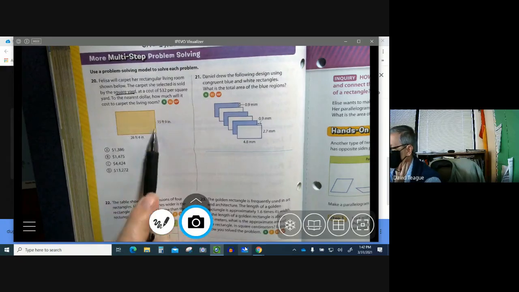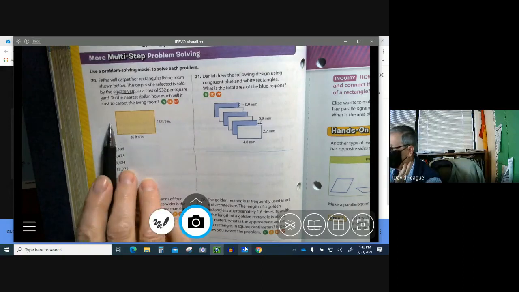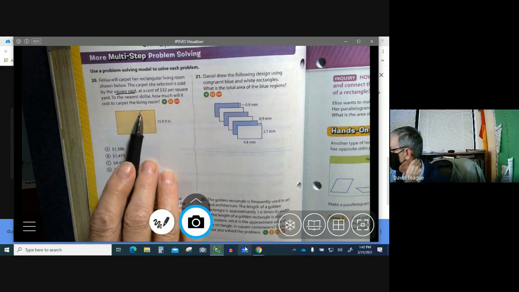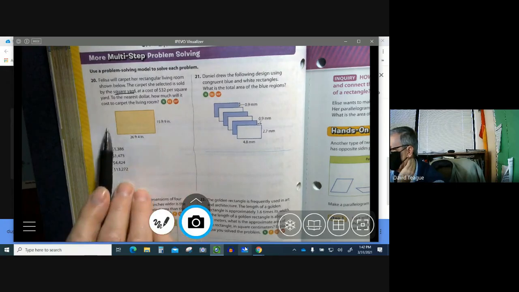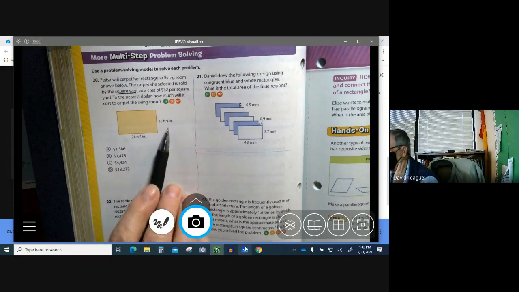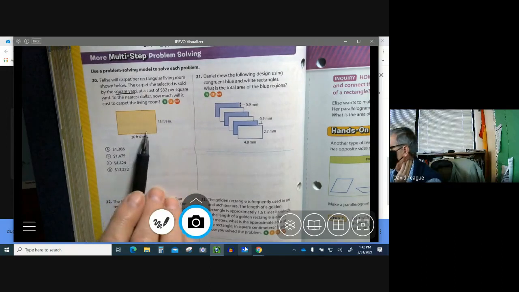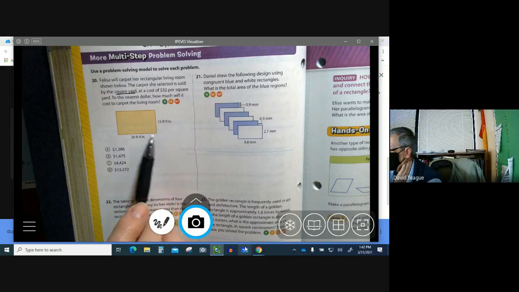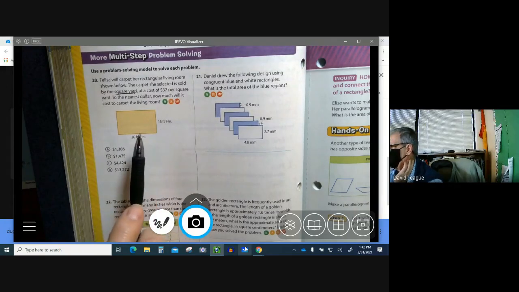Just FYI, later on in life, they usually estimate 10% more because they've got to cut out things for doors and door jambs and that kind of stuff. So if they carpet your house, they're not just going to take that and bring it to your house. They need a little bit extra.